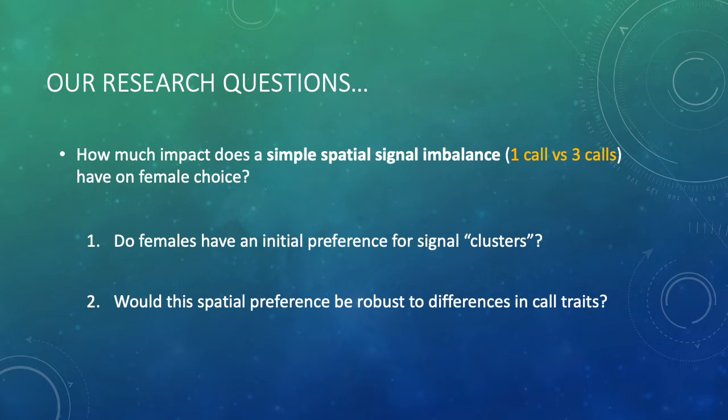Because mate choice takes place at a very small spatial scale in this species, we're going to set up a very, very simple imbalance of one call versus three calls, place females in the center, and see how they respond. We can quickly find out if there is a strong or weak initial preference for signal clusters, and then by playing around with call features in the lone call and the clustered calls, we can see how robust that cluster preference is to preferences for call traits.